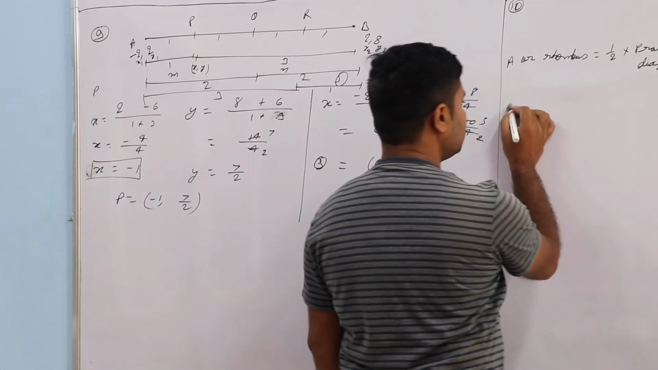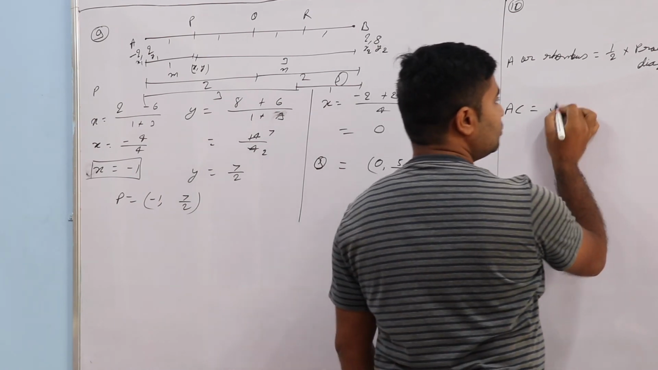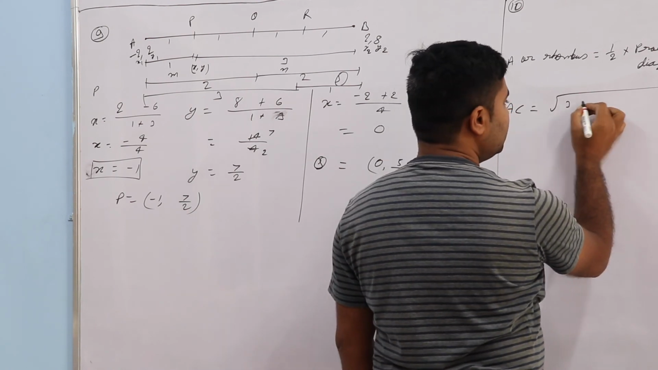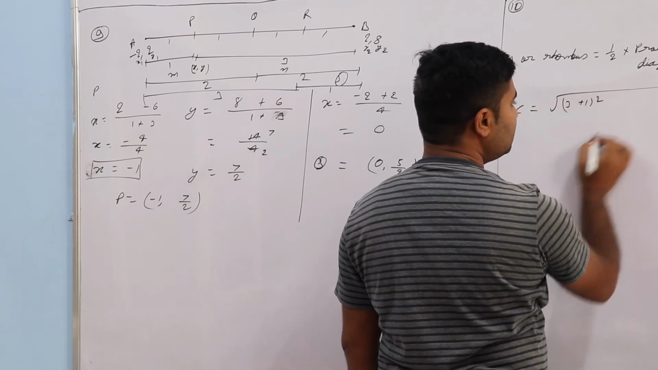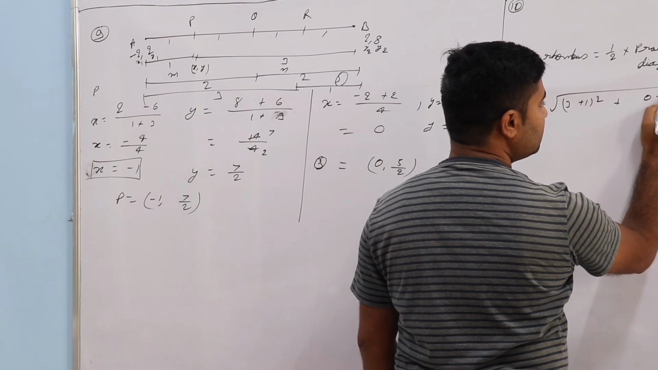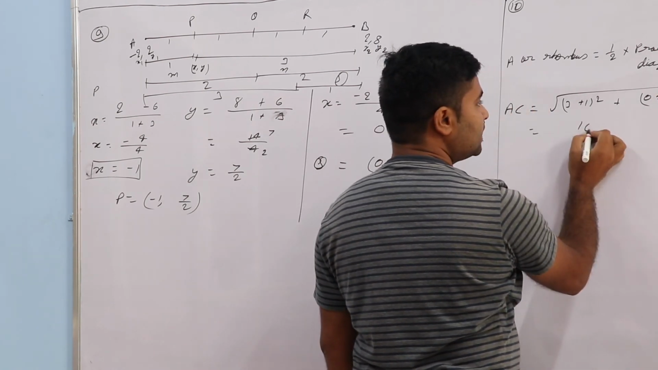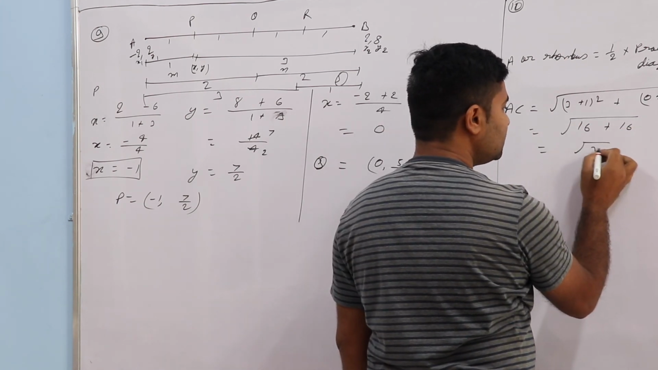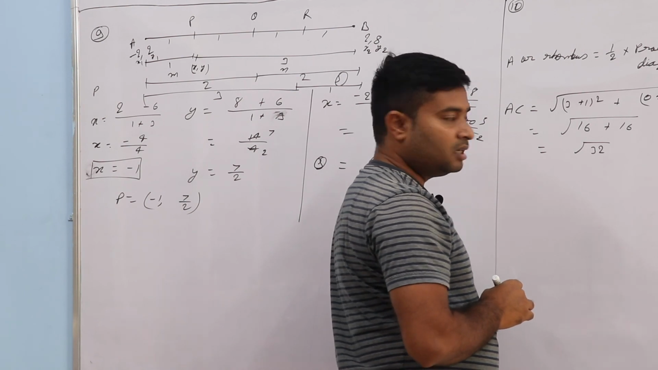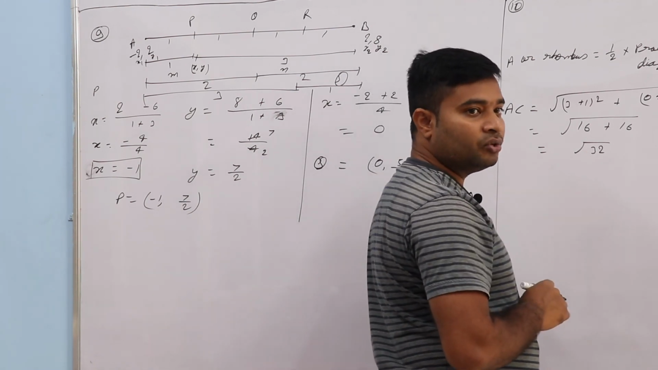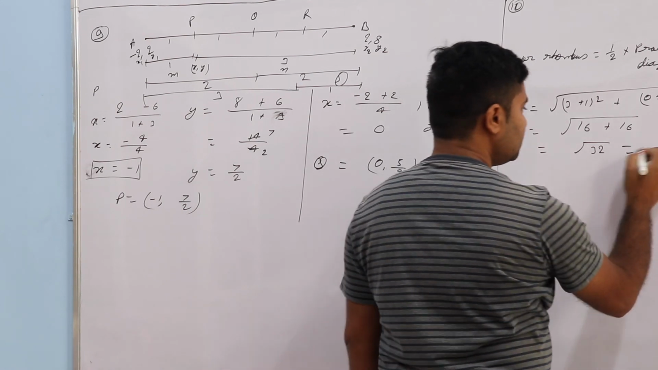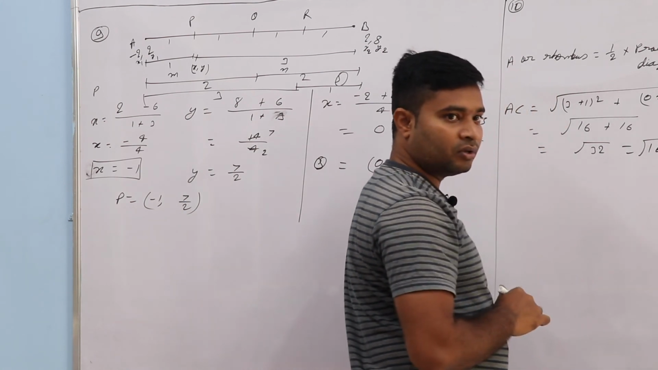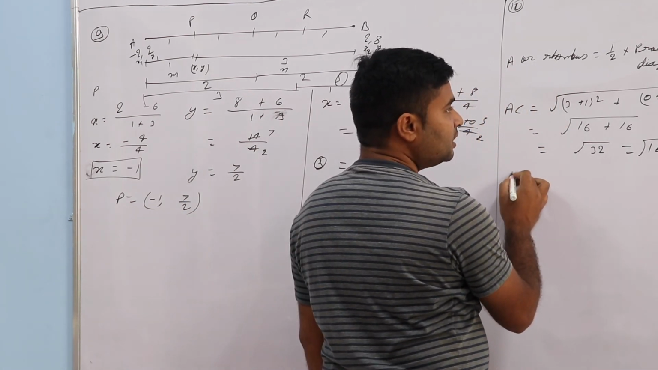So find AC first. Root over x2 minus x1 square, so 3 plus 1 square plus 0 minus 4 square. Means 16 plus 16 is equal to root over 32. Root 32 can be written as 16 into 2, which means 4 root 2.